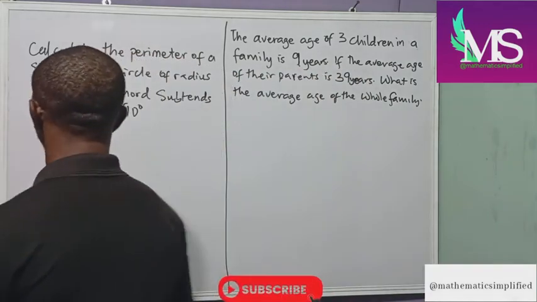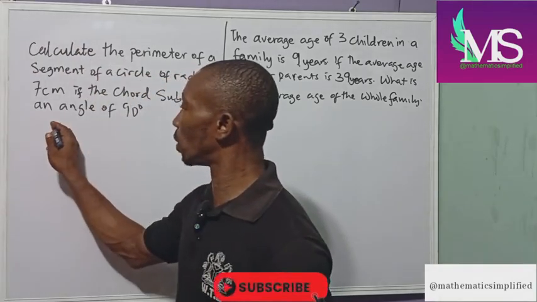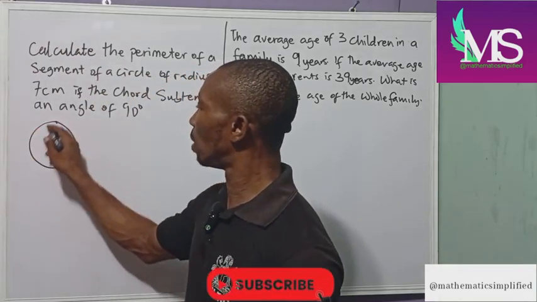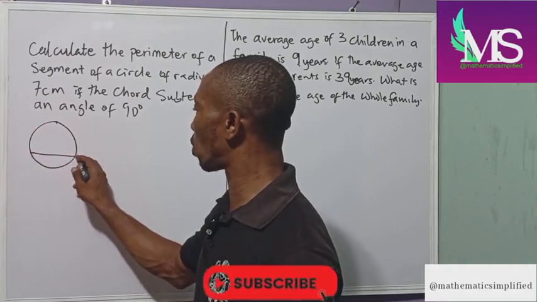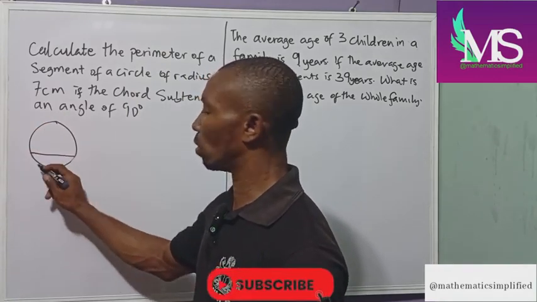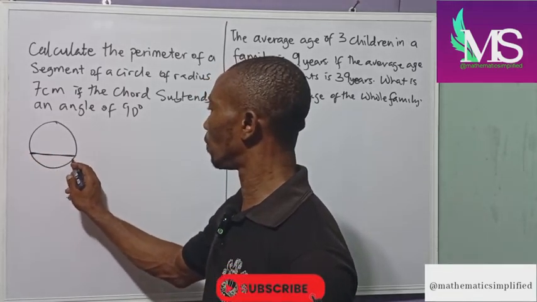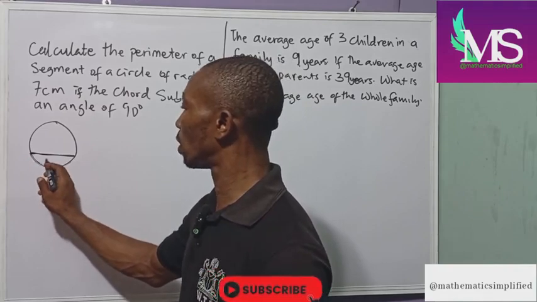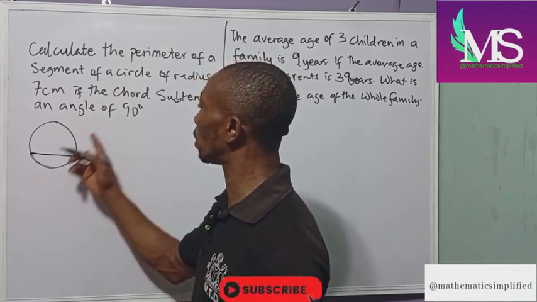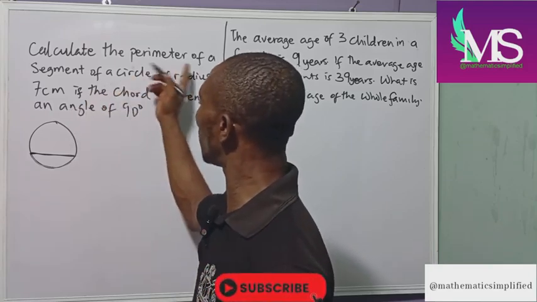Now, in this, we have a circle this way, and this is a chord. Now this is a segment. This portion is a segment. Now it says calculate the perimeter of the segment.